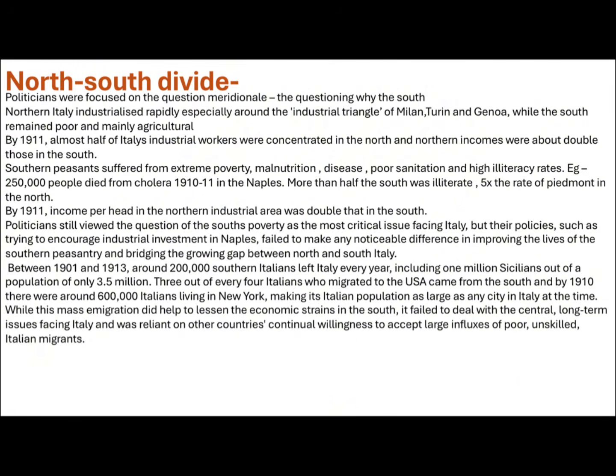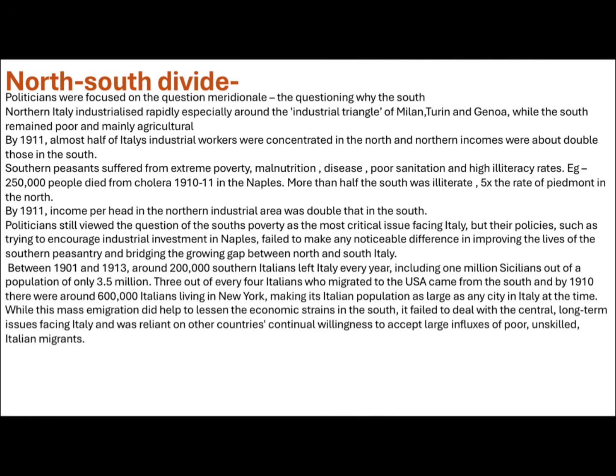So northern Italy industrialised rapidly, especially around the industrial triangle of Milan, Turin and Genoa, while the south remained poor and mainly agricultural. So by 1911, almost half of Italy's workers were concentrated in the north, and northern incomes were about double those in the south. Southern peasants suffered from extreme poverty, malnutrition, disease, poor sanitation, and high illiteracy rates.